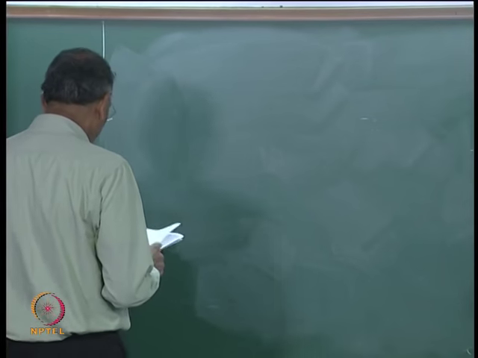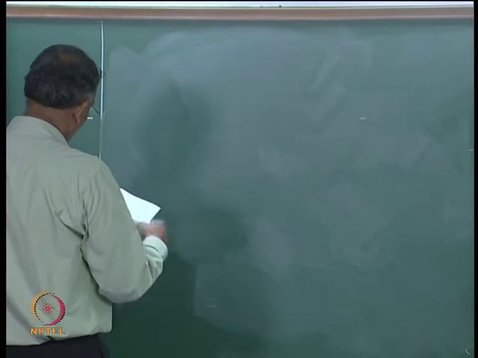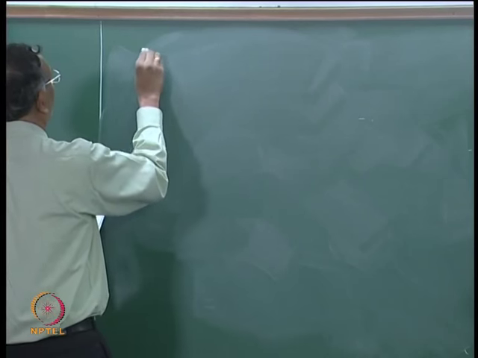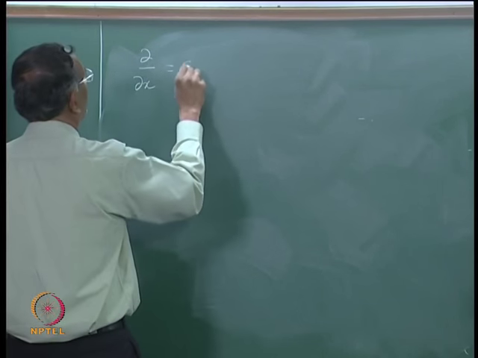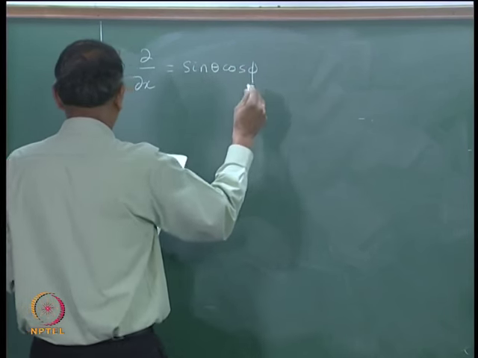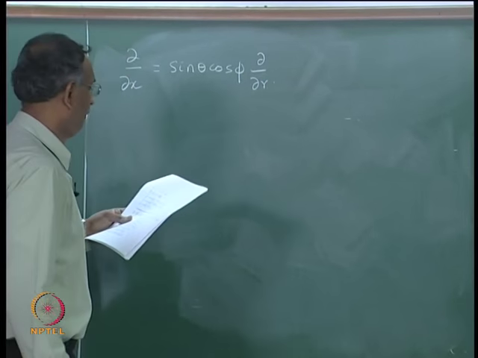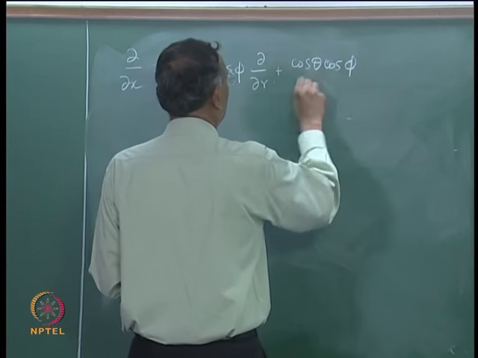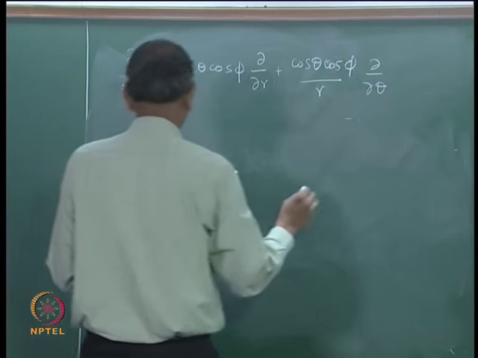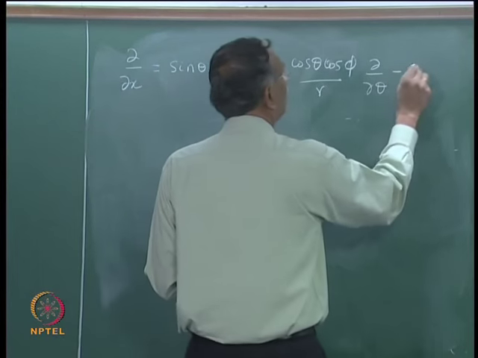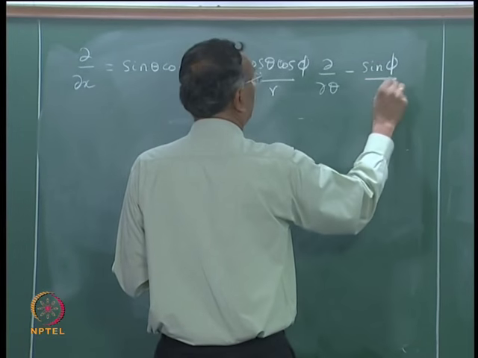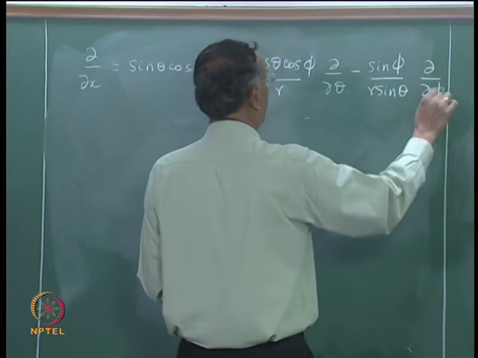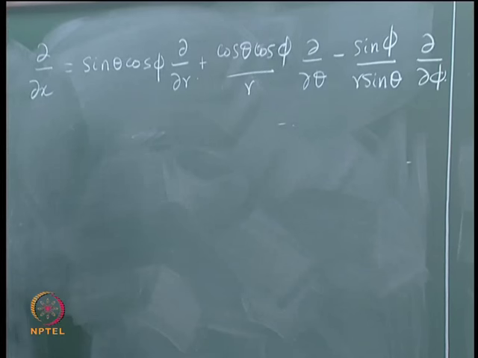Okay. So, let me just write down the expression for the derivatives. I shall not do anything more than that here. Yeah. I do not remember these expressions, so let me just copy them down. Dou by dou x is sin theta cos phi dou by dou r plus cos theta cos phi by r dou by dou theta minus sin phi by r sin theta dou by dou phi. Okay.